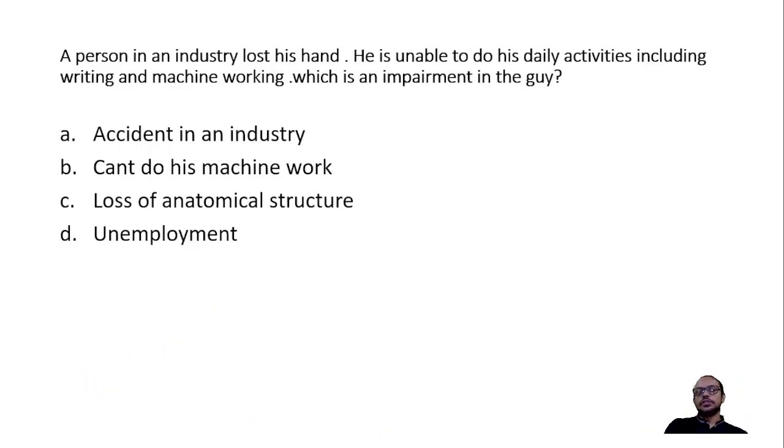Now coming to the next question: a person in an industry lost his hand. Okay, this is also a very important topic. This is repeatedly asked in your FMGE examinations as well as NEET PG. The person, in an instant, lost his hand, and he is unable to do his daily activities including machine work. So what has been asked here is impairment.